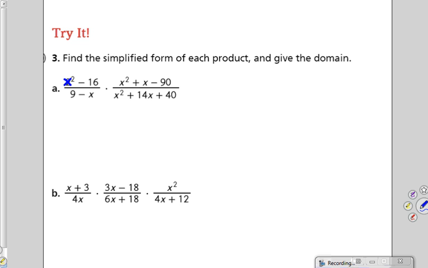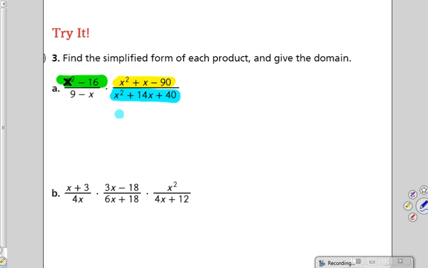Missed it, there was a typo in 3a. It should be x squared minus 16 in the numerator. So let's go around and let's factor things where we can. Okay, so can you factor what I'm highlighting in green? Can you factor the yellow? And can you factor the light blue?